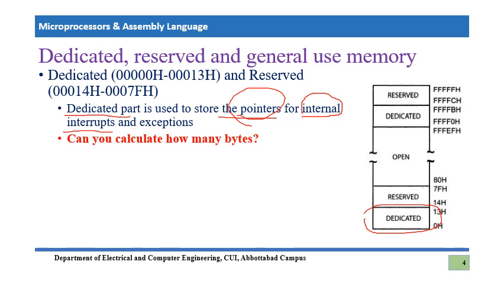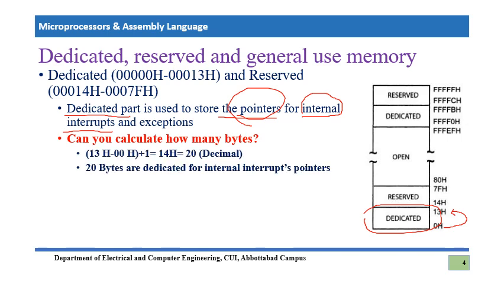Of course, it's very easy. You just subtract this minimum value, 00 hex, from this maximum value, 13 hex, and plus 1 according to the formula we learned in the last slide. So it becomes 14 hex, and in decimal it becomes 20 decimal. So there are 20 bytes which are just dedicated for internal interrupt pointers, right?